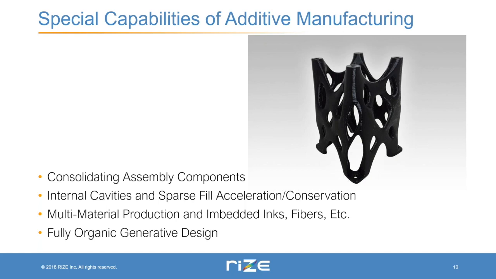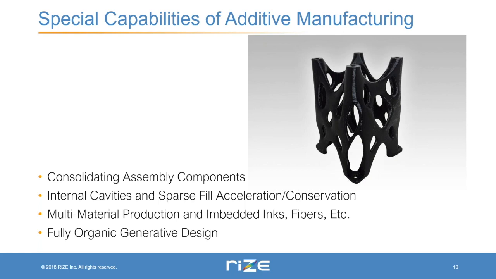One of these is consolidating assembly components. This would be applicable to cases where the complexity of a design requires that it be produced in multiple pieces if it's to be produced using traditional manufacturing methods. In the case of additive manufacturing, because there are fewer limitations on the complexity of geometry, it's often possible to take these multiple assembly components and combine them into a single part that is printed all at once. And this can save quite a bit of the complexity of assembling and fastening components after production.